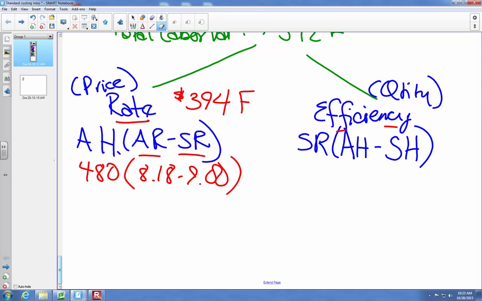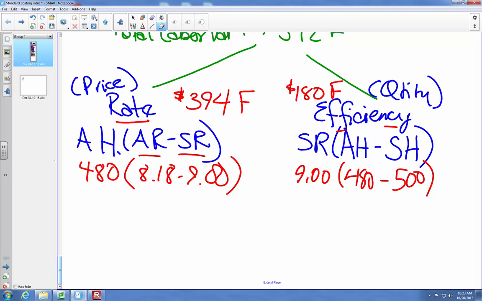Okay, now let's go over here. Standard rate again: $9. Actual hours I used? 480. How many hours did I think I was going to use? 500. So 20 hours less than I planned at $9 an hour, 180. Favorable or unfavorable? I used fewer hours than I planned on.